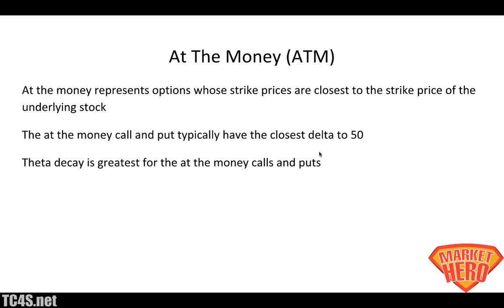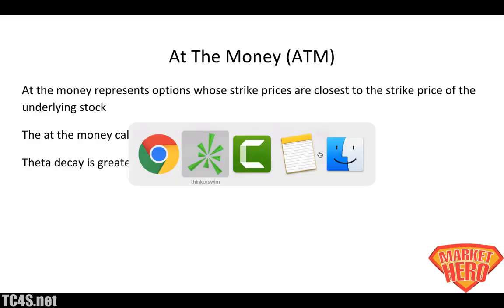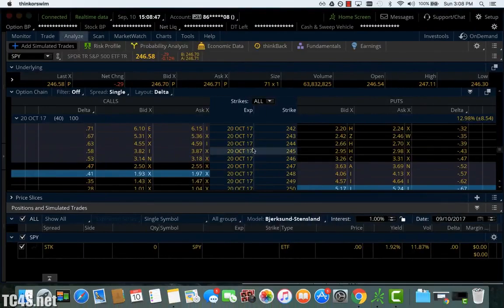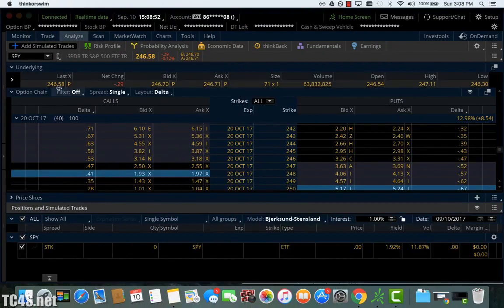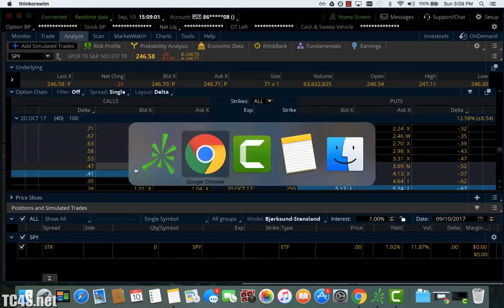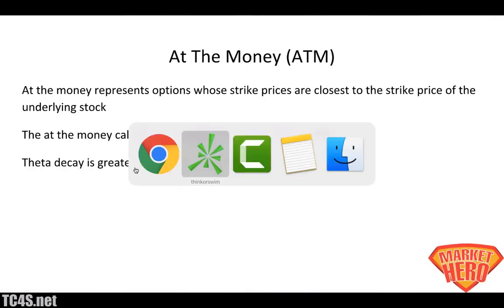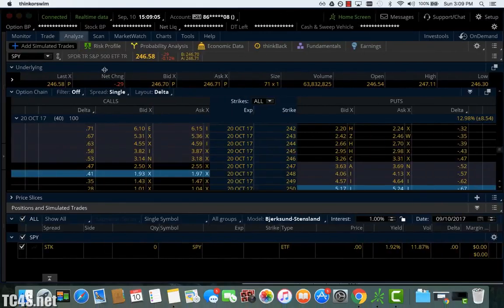And then we have at the money. At the money represents the options whose strike prices are closest to the price of the underlying stock. The at the money call and put typically have deltas closest to 50. Right now the price of SPY is 246.58, which means the closest strike price, the at the money strike, would be the 247 strike. And what's interesting about the 247 strike is that theta decay is greatest at those strikes.